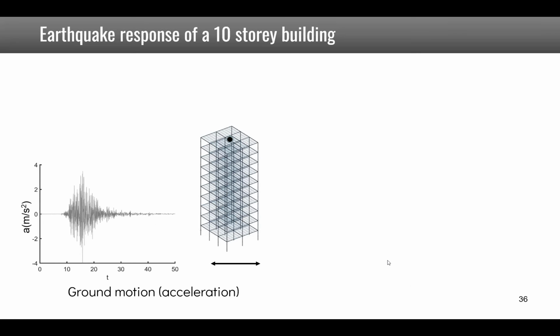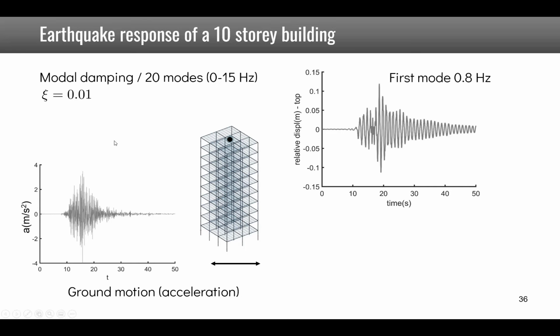Now we can look at a more complex model, a finite element model, where here we have only used a 10-story building with beam and plate elements, and we can do exactly the same: extract the mode shapes and then convolute the impulse response for each natural frequency with the ground acceleration, and recombine. In this case we are using 20 modes with a modal damping of 1%, between 0 and 15 Hz, and you see that the first mode of the building is at 0.8 Hz, and this is the kind of response to the earthquake that you will get as the relative displacement at the top.